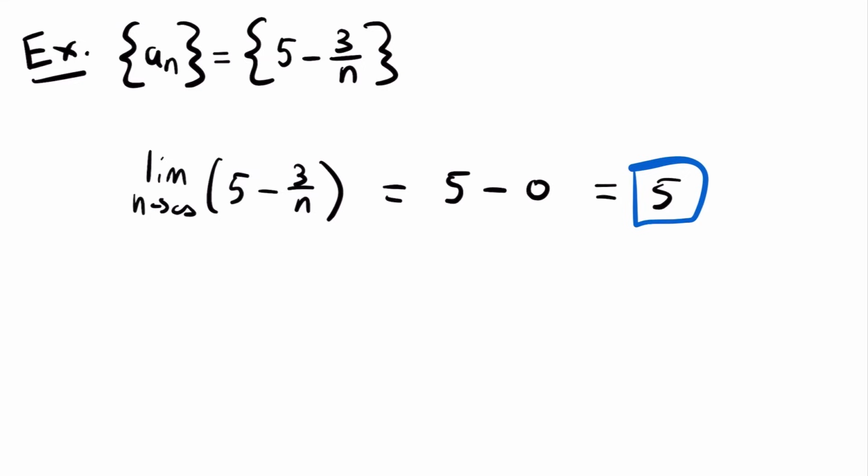Each subsequent term of this sequence is going to get closer and closer to the value of 5. Okay, and so we would say that this converges to 5. All right, let's take a look at another example.